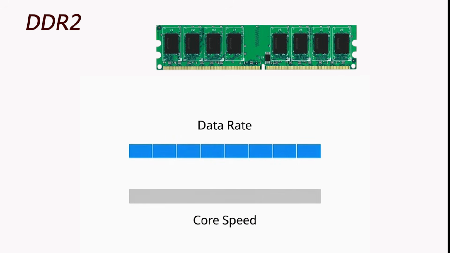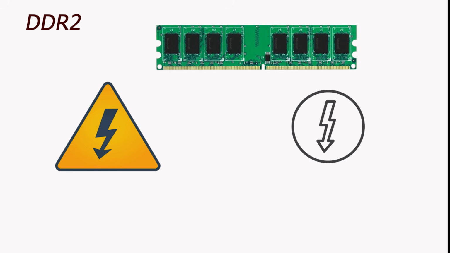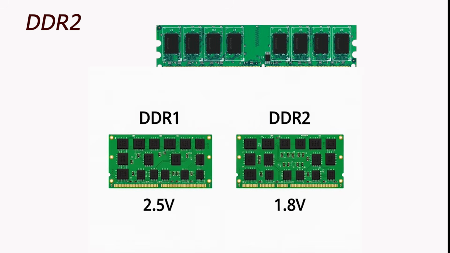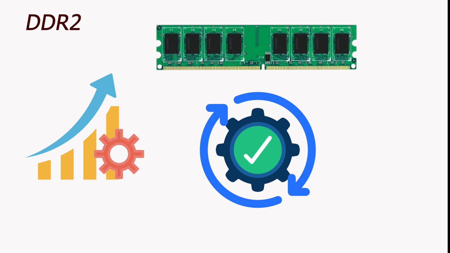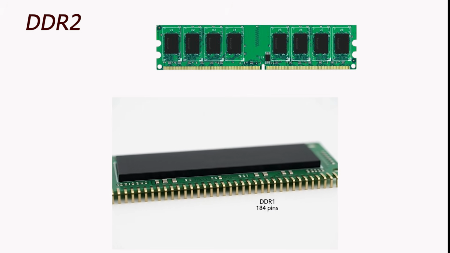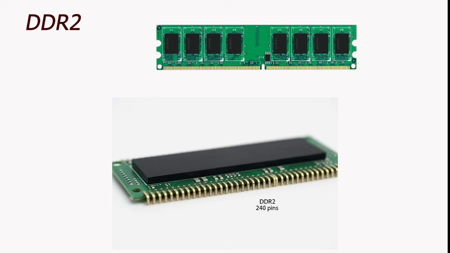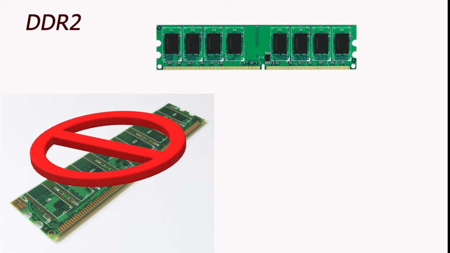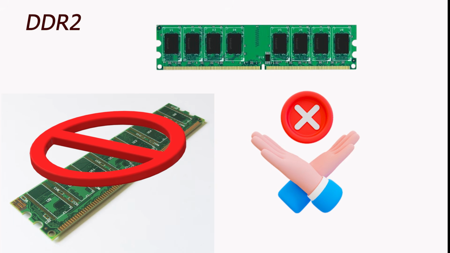Another major improvement of DDR2 over DDR1 is lower voltage. DDR2 operates at 1.8 volts compared to DDR1's 2.5 volts. This reduction in voltage leads to lower power consumption, less heat generation, and improved system stability. Physically, DDR2 uses a 240-pin DIMM design, compared to DDR1's 184 pins. The notch on DDR2 modules is located in a different position compared to the others, making it physically impossible to install DDR2 into a DDR1 slot or vice versa.